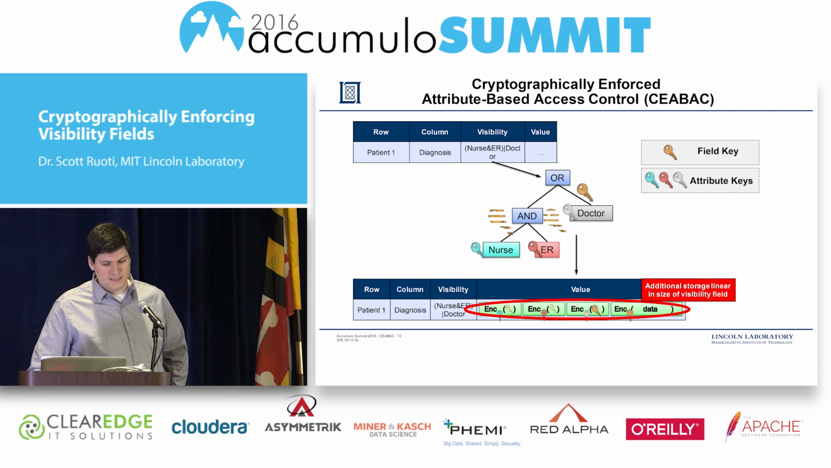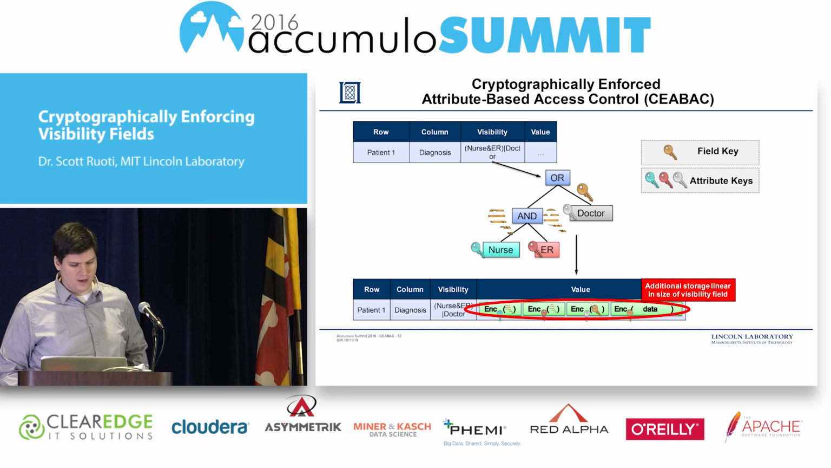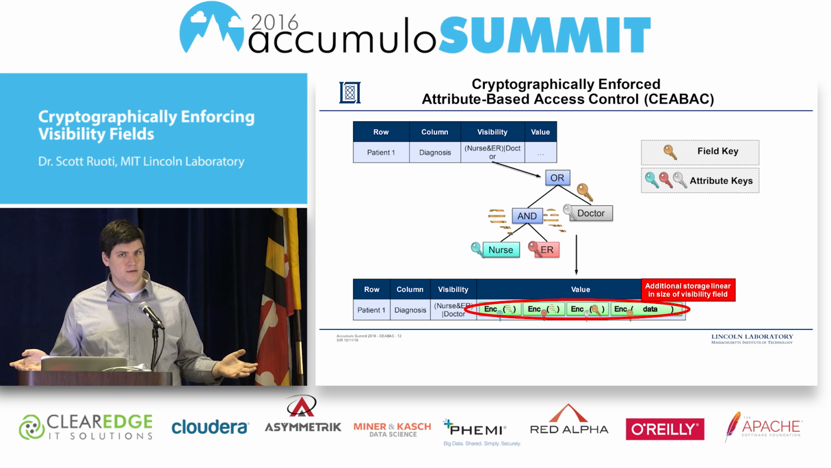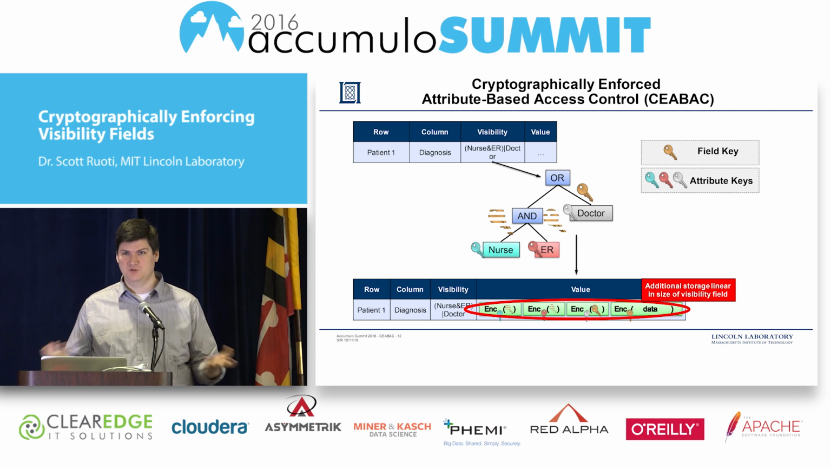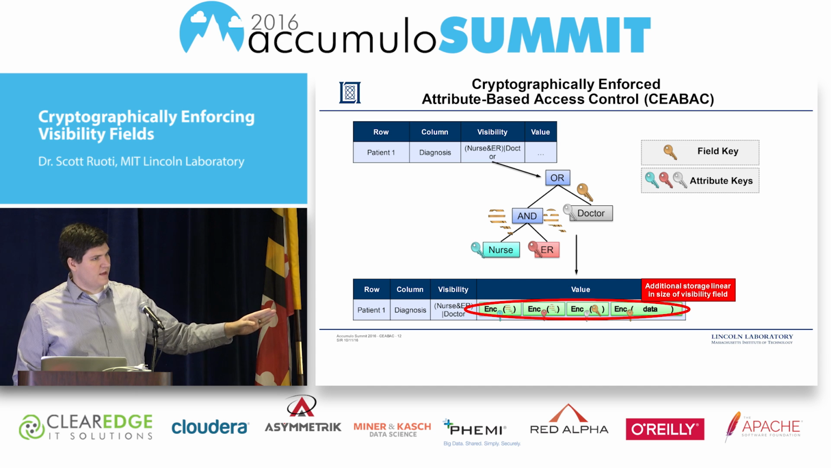So if we have this data up on top, which is the diagnosis, we're going to discuss how we insert it into Accumulo down here at the bottom. The first thing we're going to do is generate what we call the field key. This is just a completely random key. So obviously unguessable by the Accumulo administrator because it was just completely random. And we're going to encrypt the diagnosis data with that key.